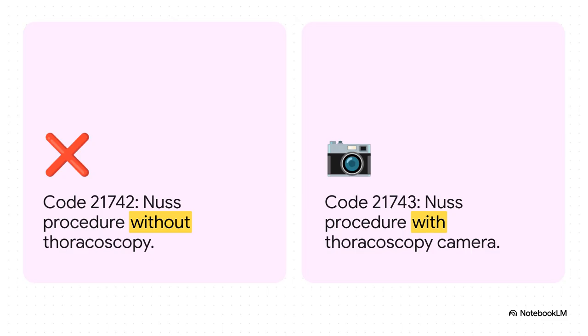Are you ready? Did the surgeon use a camera? If they just slid the metal bar in without visually inspecting the inside of the chest using a scope, you report code 21742. But if they inserted a thoracoscopic camera so they could safely guide that bar right past the heart and lungs, you report code 21743. It's such a small detail buried in the operative note, but it completely changes your code.